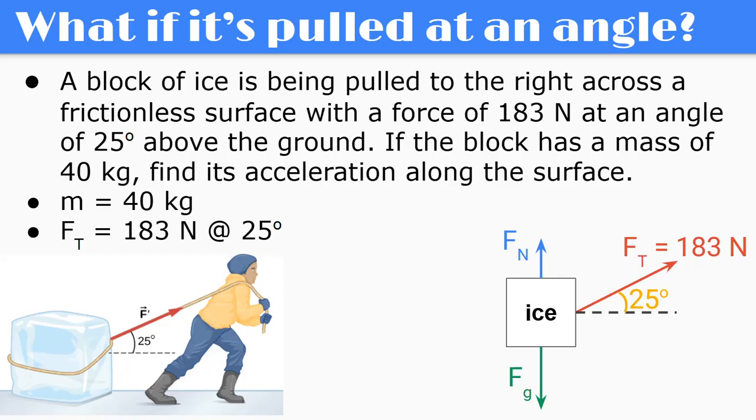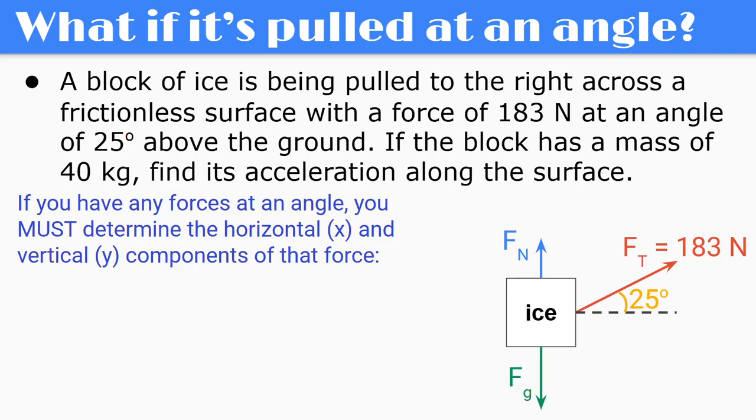Okay, so just a heads up, Fn is not always equal to Fg. In fact, any time there is a push or pull at an angle, they are no longer going to be equal to each other. Fn will not equal Fg if there's an angle. So maybe make a note of that. All right, so what do we do here? If you have any forces at an angle, you must determine the horizontal and vertical components of that force. I need to know how much of that 183 newtons is sideways and how much of it is up. Because when we're looking at net force, we need just X and Y, just vertical and horizontal. We don't want them at angles.